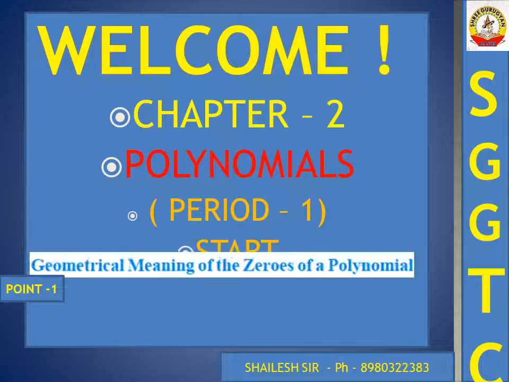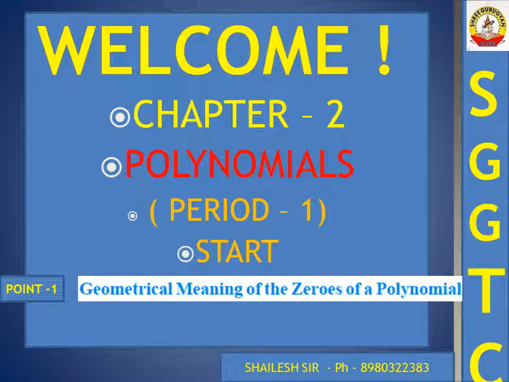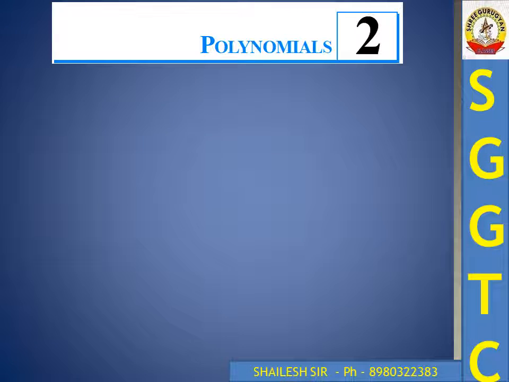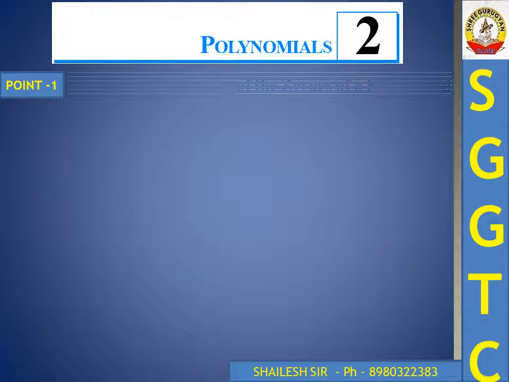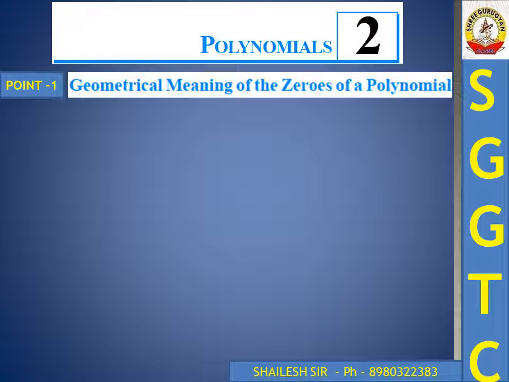Point number 1, geometrical meaning of the zeros of a polynomial. Start. Polynomials, chapter 2, point number 1. Geometrical meaning of the zeros of the polynomials.